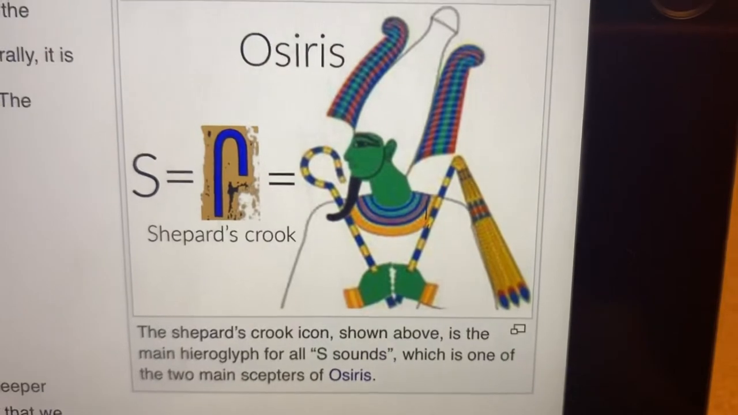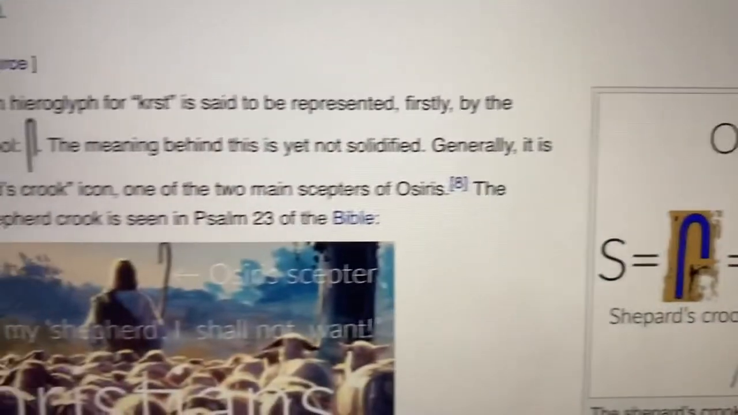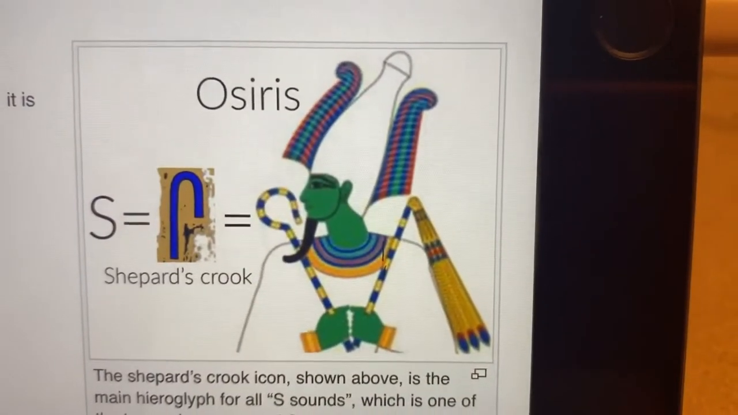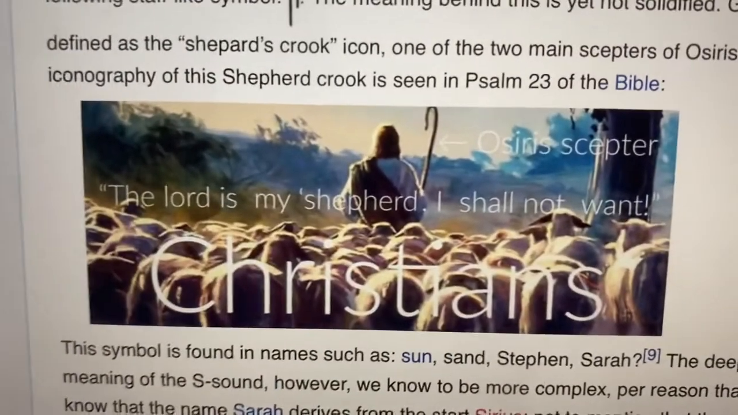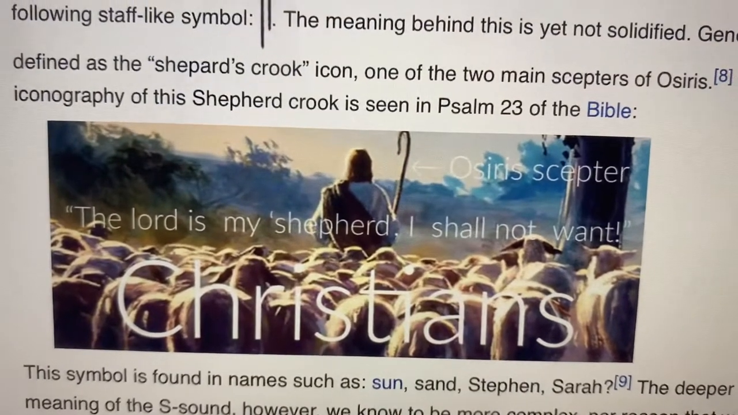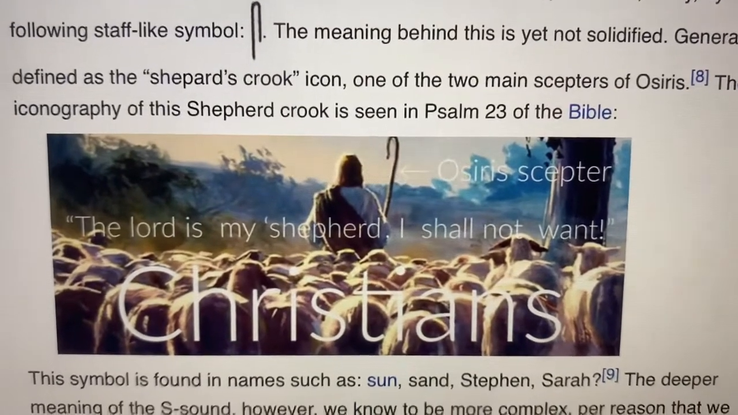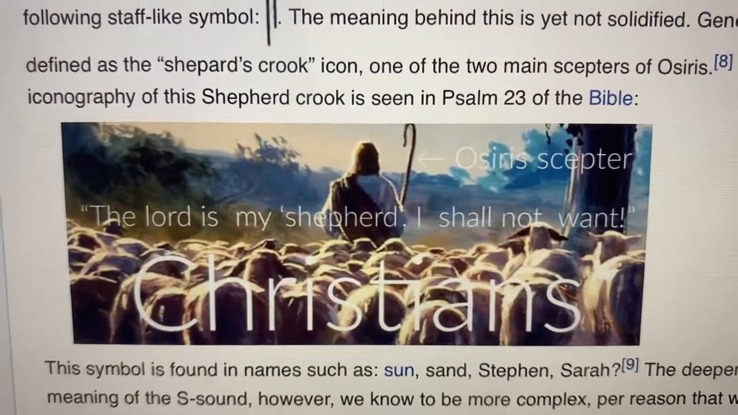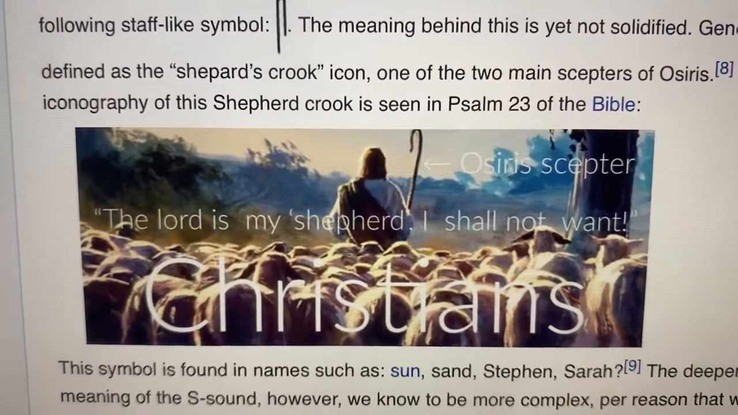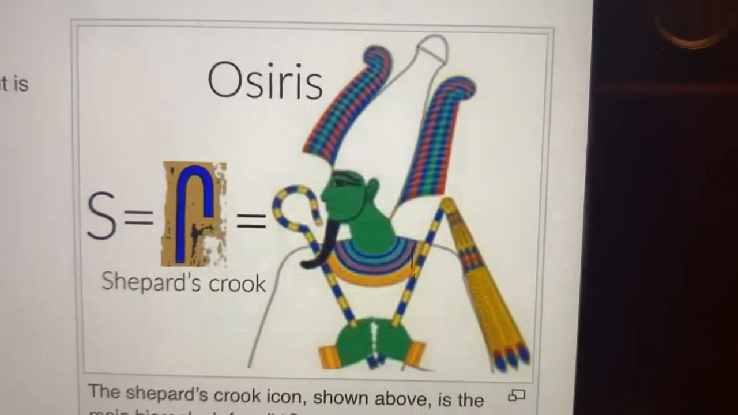So the idea here is that just as the case was in Egypt with religion, Osiris becoming Jesus in the rescript, or specifically Osiris Horus, we have Jesus holding an Osiris scepter, and we see that in Psalm 23, the Lord is my shepherd, I shall not want. So the idea is that the Christians are like sheep who need a shepherd to guide them in their ways, just like it would have been in Egypt, Osiris being the shepherd for the Egyptians with his religious models.